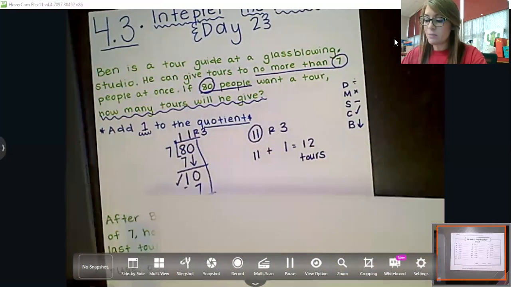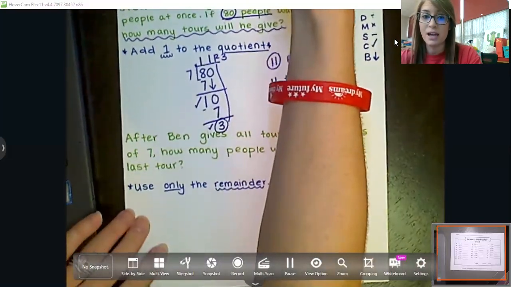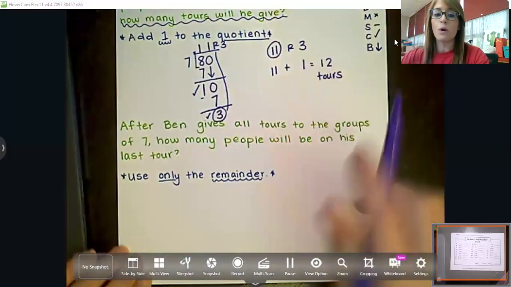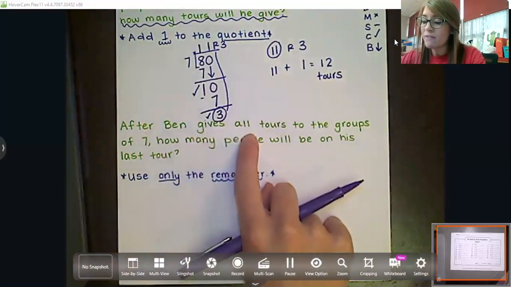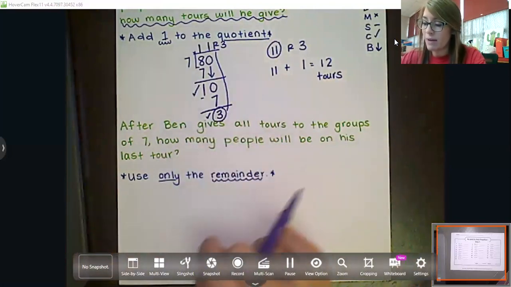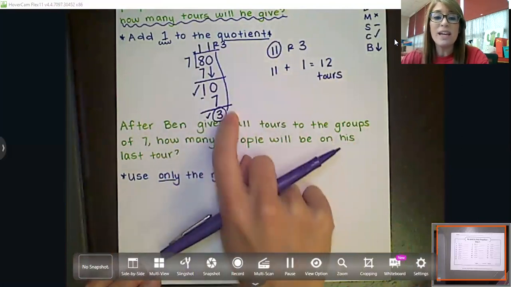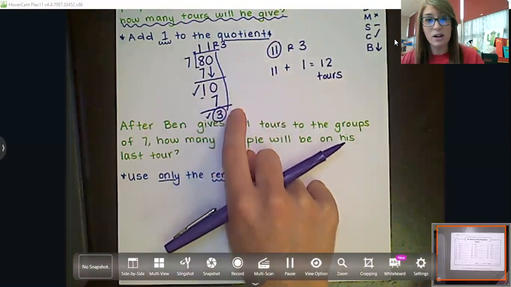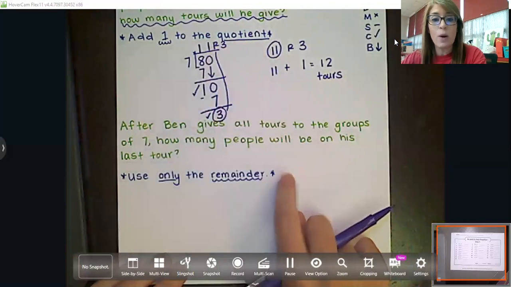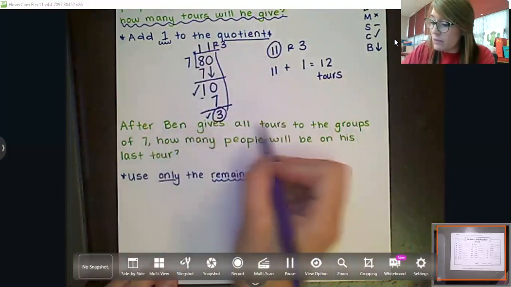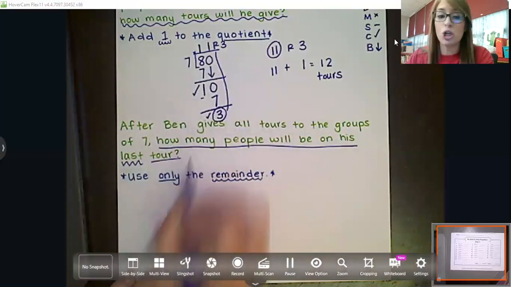All righty, let's move on to the second way that we're going to look at it today. We're going to be using only the remainder. Okay, so it says after Ben gives all of the tours to the groups of 7, how many people are going to be on that last tour? We can actually use this problem up here that we already did, because it's the same work, just a different question.